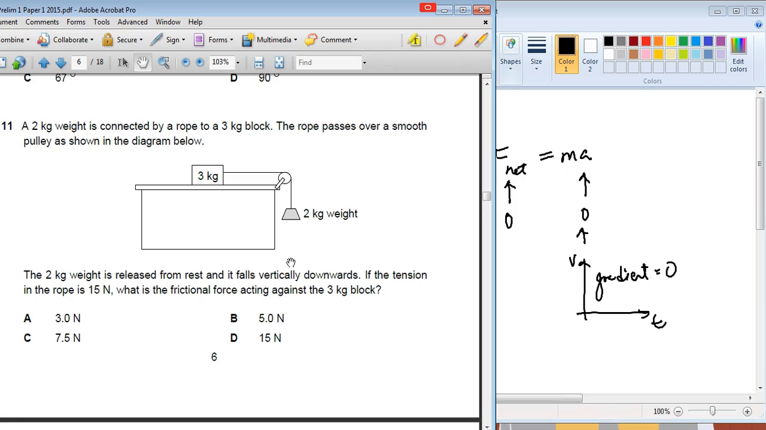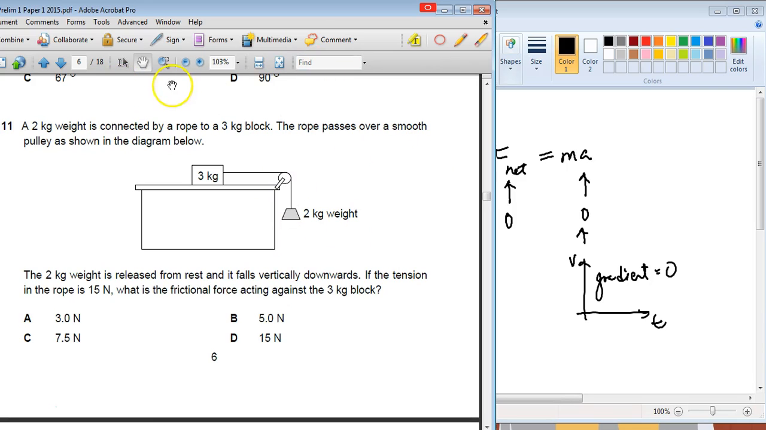Okay, let's go to question 11. Question 11 is a bit challenging, and the reason is that it involves two bodies, one 3 kg block and another 2 kg weight, and there's a rope pulling it over. Now you have two bodies and you are told that the weight was released from rest and falls vertically downward, and you are given that there is tension.